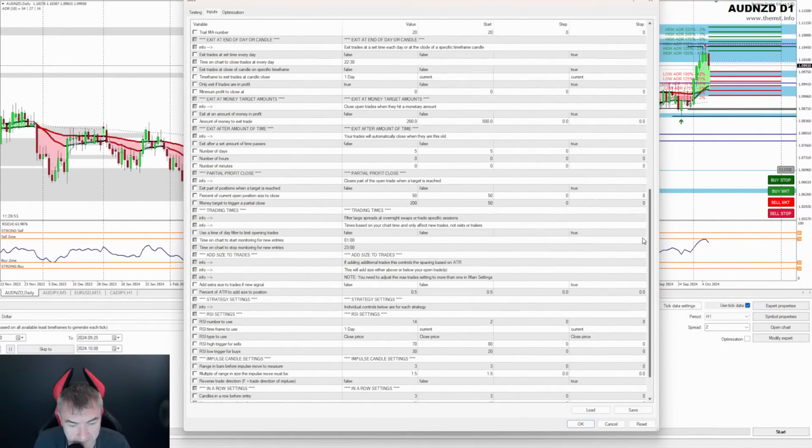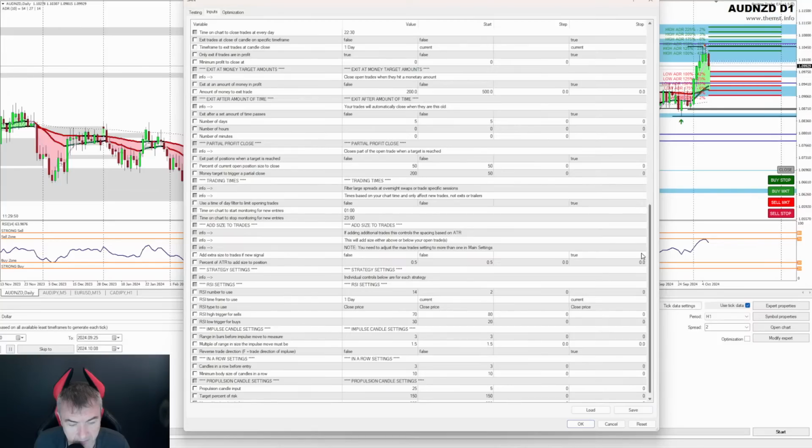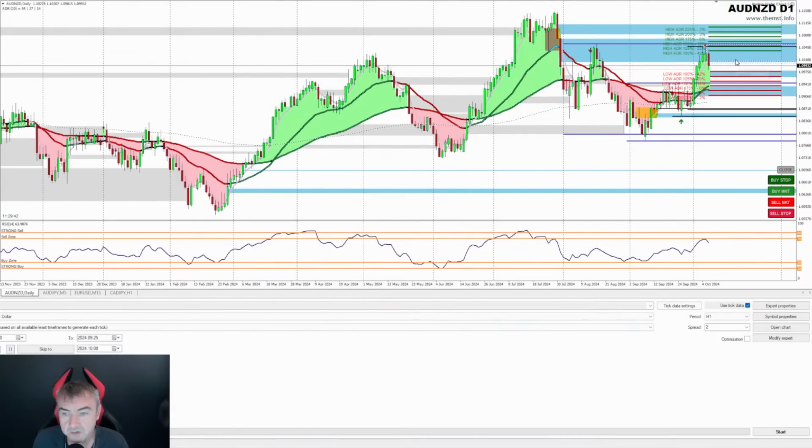Where's the settings? Down here somewhere. Yeah. So I've got settings basically for propulsion candle input and target percent of risk. Okay. So Harold's strategy, for those that don't know, which is obviously everybody because he sent it to me direct, is very simple.